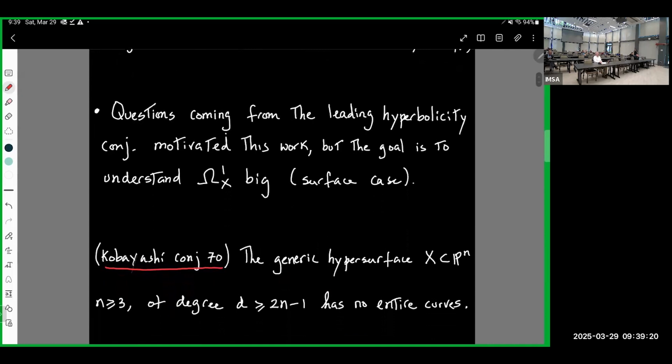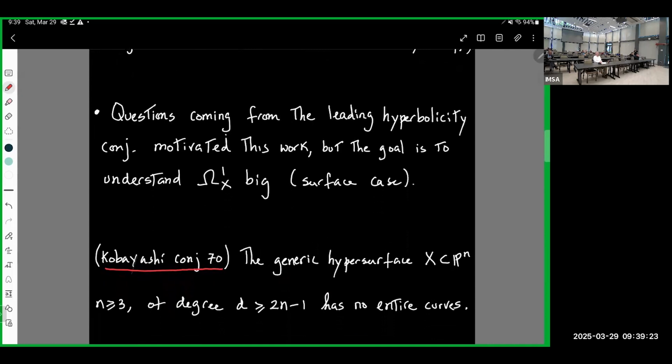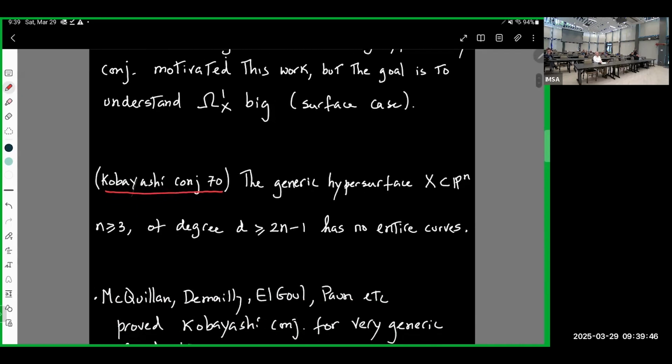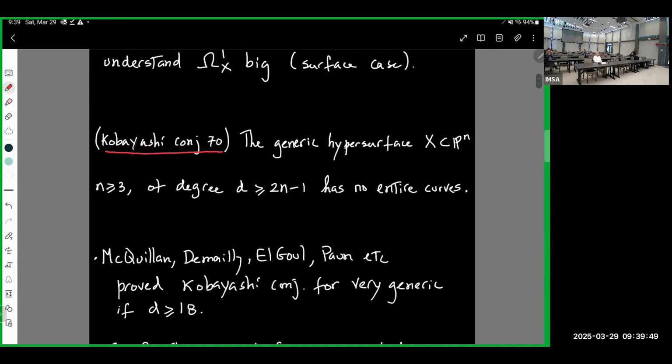So by the way, a hypersurface conjecture, very important in the 70s, is now pretty much solved. It says that a generic hypersurface in P^n, when the degree is bigger than 2n minus 1, should not have any entire curves. All right, and the work of Siu, Diverio, Merker, Rousseau, and many others proved the Kobayashi conjecture for very generic hypersurfaces whose degree is bigger than 80.